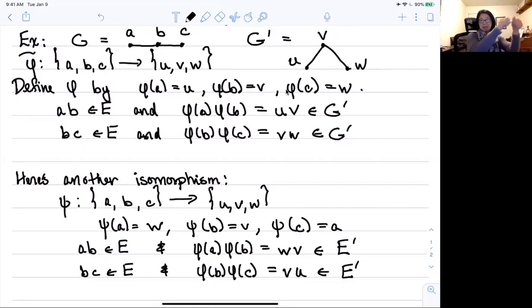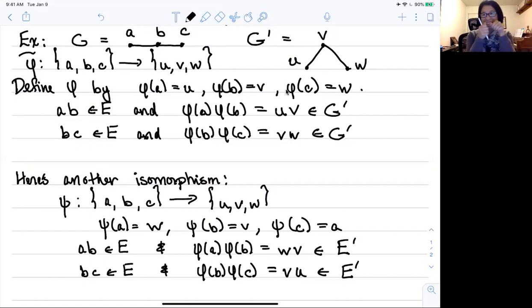I can match up A and U, B and V, and C and W, or I could match the vertices in the opposite order and match A with W, B with V, and C with U, okay? And those are the only two isomorphisms that work between these two graphs.